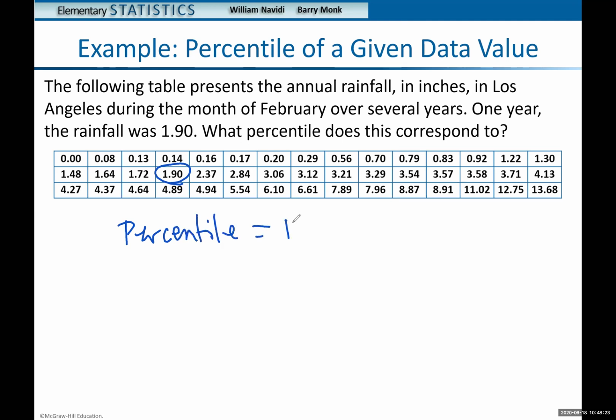Then to compute the percentile, this is equal to 100 times, count the numbers below 1.9. How many numbers below 1.9? 18. So 15, 16, 17, 18. Plus, always don't forget to add 0.5. Okay, and then the total n is 45. And now compute this and round off your answer.